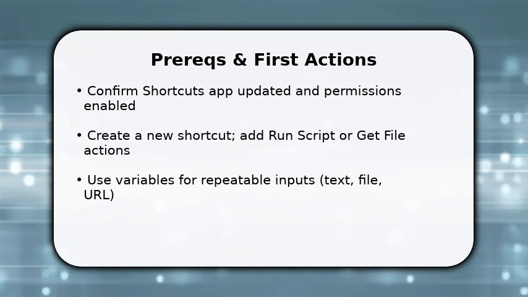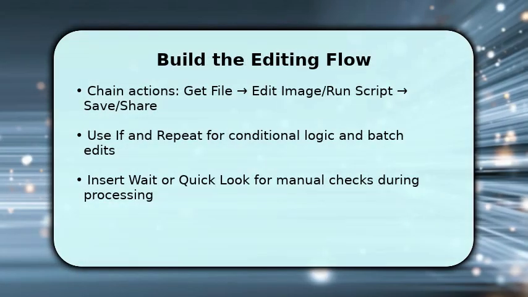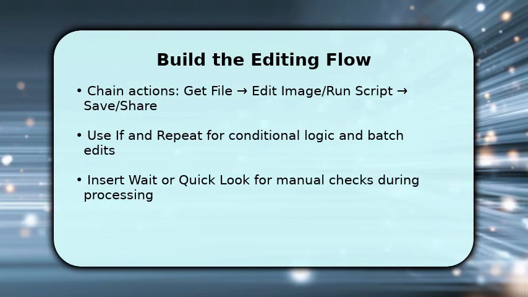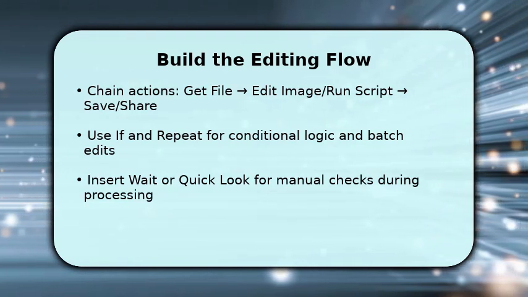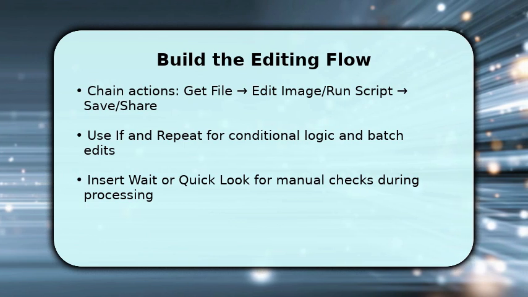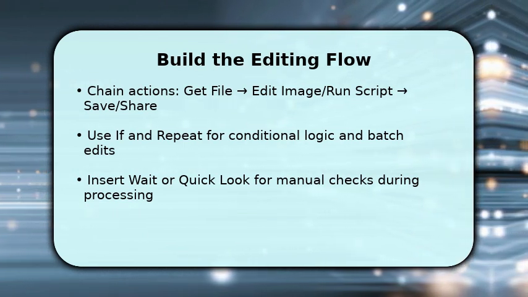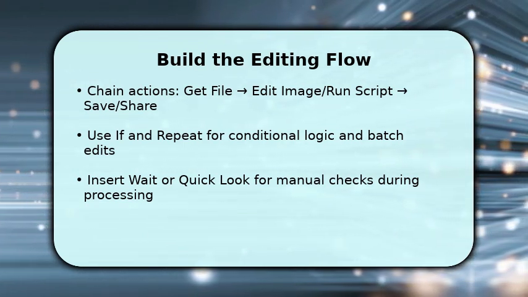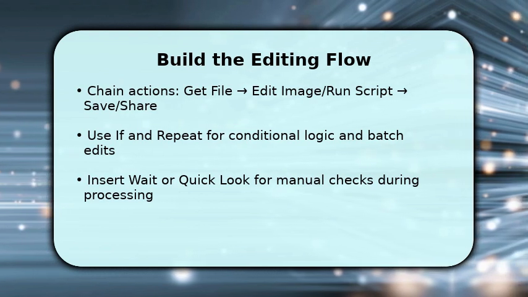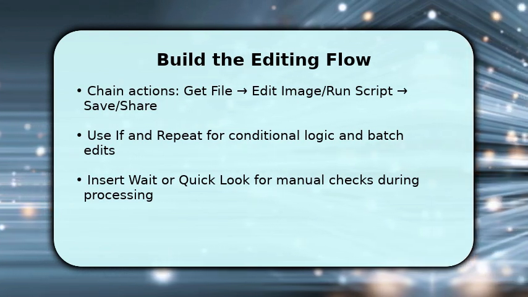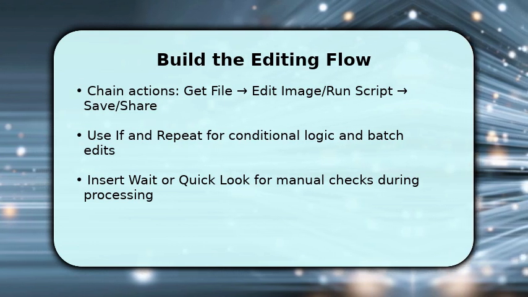Now assemble the middle of the flow. Chain get file into the editing action, resize image, apply filter, or run JavaScript for media, and finish with save file or share. Use if blocks and repeat to handle conditional changes and batch processing, because that keeps the shortcut reliable for mixed inputs. Insert quick look or wait actions to pause and inspect results mid-flow.